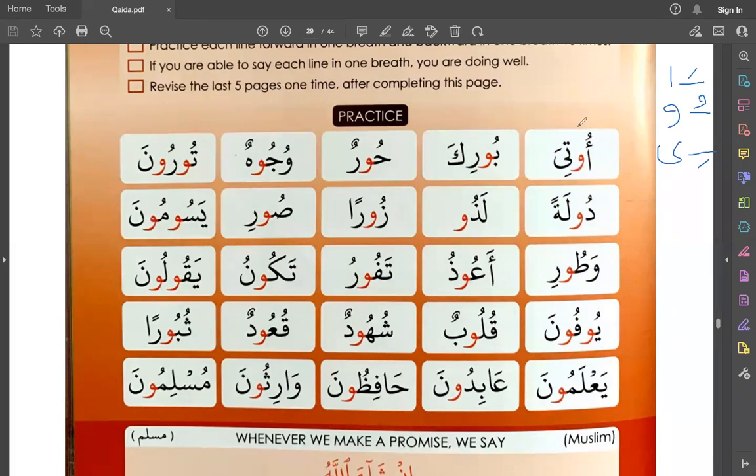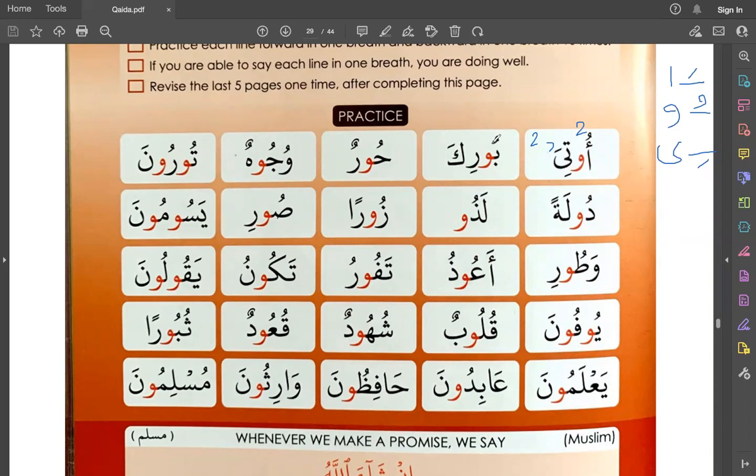Ooh, this is 2 counts long, and you're circling your lips for Dhamma. Ooh, ti is short, ya is short. Ooh, tiya. How will you stop? You will give sukoon at the end, and that will make it 2 counts long vowel too, because ya sakina followed by kasra. So this is 2 counts long too, if you stop.